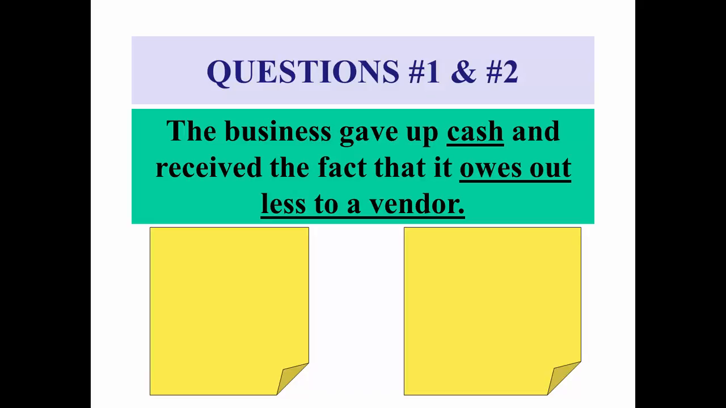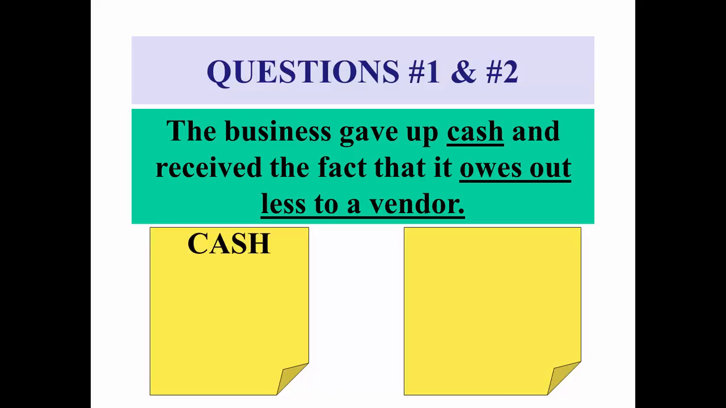Okay, so here the business is making a payment on that equipment. So they're giving up cash, they're sending cash to the vendor, and what it's receiving, it's not receiving any more equipment today. We already received the equipment in the past. These transactions, we're always asking, what did we give up today, and what did we receive today? Well, what we received today is the fact that we owe out less to the vendor.